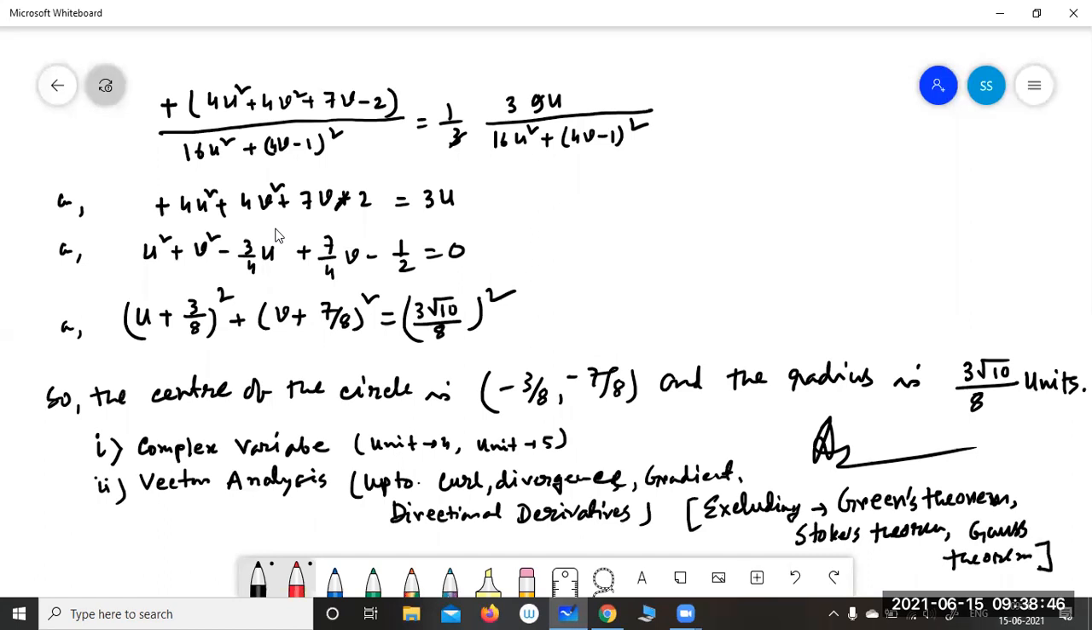Now tell me if there is any query. Sir, line integral is also in the excluding part? Yes, the next excluding part is in vector, okay? And sir, line integral? Line integral also excluded. Vector analysis up to curl, divergence and gradient as well as the directional derivative, which I have performed. Nothing will come from outside of what I have taught.